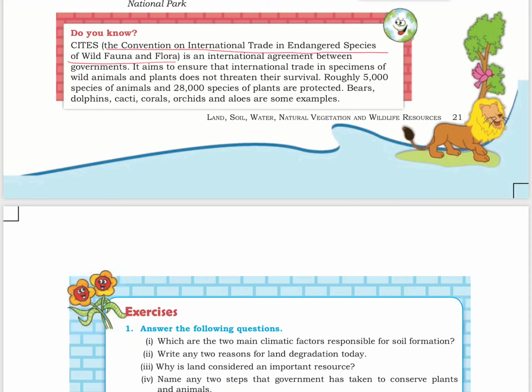The full form of CITES is the Convention on International Trade in Endangered Species of Wild Fauna and Flora. It is an international agreement between the governments. It aims to ensure that international trade in specimens of wild animals and plants doesn't threaten their survival. Roughly 5,000 species of animals and 28,000 species of plants are protected. Bears, dolphins, cacti, corals, orchids and aloes are some examples.